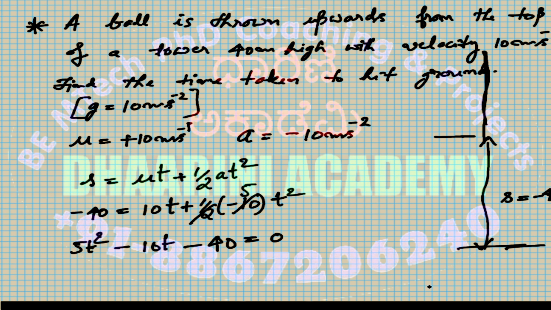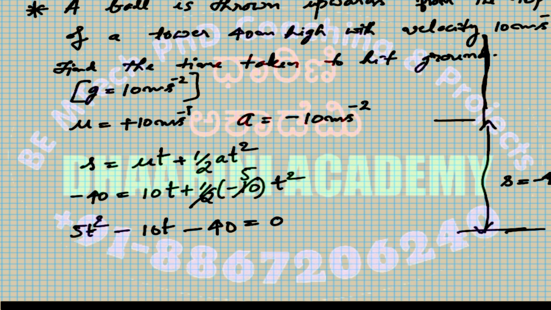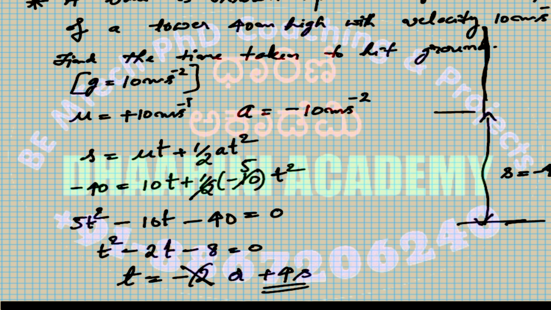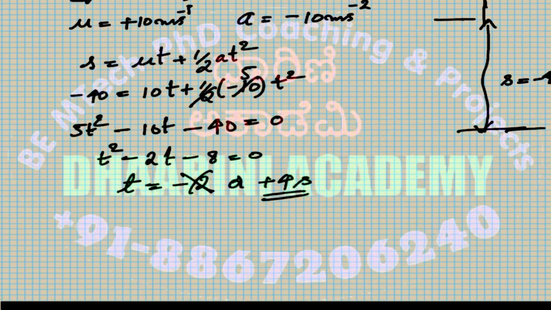All right. So let's solve this equation to get this. So let's take 5 common. So t square minus 2t minus 8 equal to 0. Right? So this gives you an answer. T is equal to minus 2 or plus 4. So time cannot be negative. So it is 4 seconds. Right? Is the required answer. Next question.